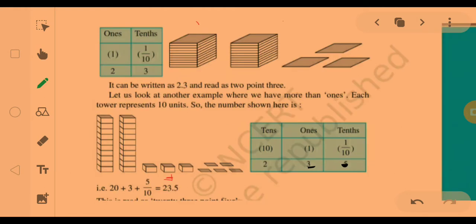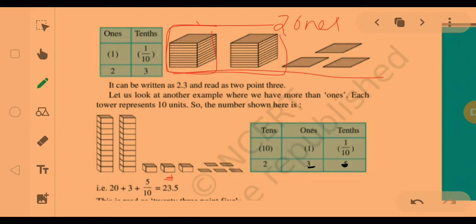The first set of figures is here, and below that, one more set of figures. In the first figure, you can see two bigger blocks. These two bigger blocks are considered to be ones. How many ones blocks are there? One larger block represents 1. Like that, there are two ones.